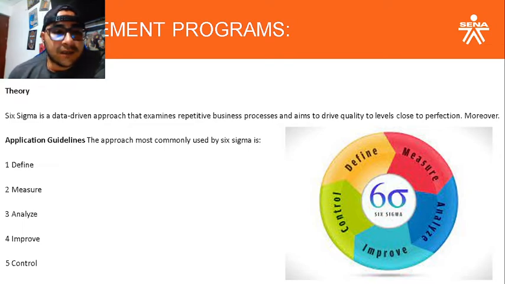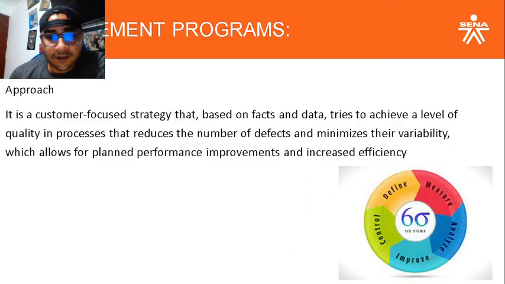Application guidelines. The approach most commonly used with Six Sigma is: 1. Define, 2. Measure, 3. Analyze, 4. Improve, 5. Control. The Six Sigma approach is a customer-focused strategy that, based on facts and data, tries to achieve a level of quality in the process that reduces the number and depth of defects and minimizes variability, which allows for planned performance improvements and increased efficiency.